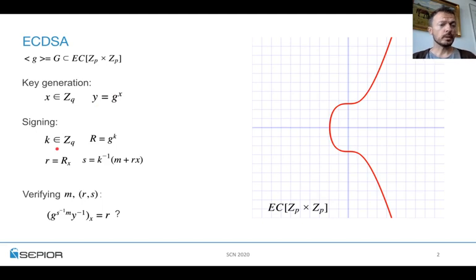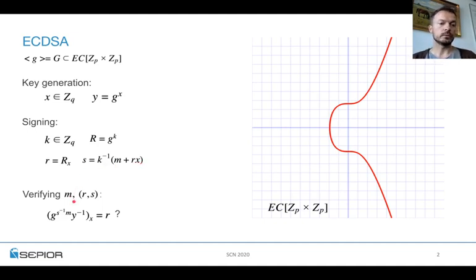When we later have to sign, we pick a random nonce k in Z_q, and we compute capital R, which is G raised to the power of k. The signature is two values r and s, where the r value is capital R, which is on the curve, but we project it down to the x-axis and reduce modulo q. And the s value is k inverse times (m plus r x), where m is the message, or rather the hash of the message, and x is the private key.